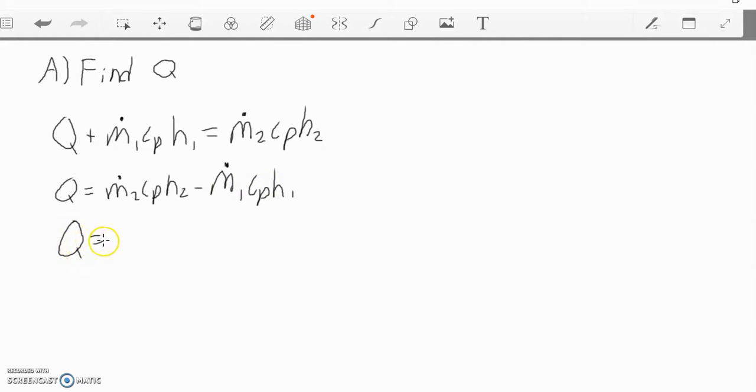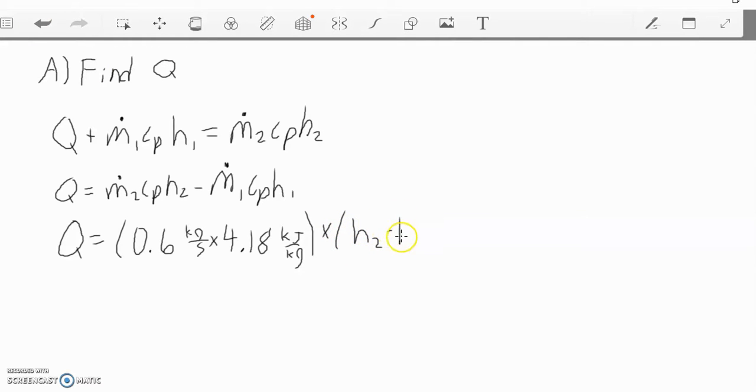We can plug these numbers in. So we get 0.6 kilograms per second because both the flow rates are the same. This is steady flow, it's not changing. That times 4.18, the specific heat, kilojoules per kilogram. And that whole thing is being multiplied by the difference in enthalpy, or the enthalpy at state 2 minus the enthalpy at state 1.